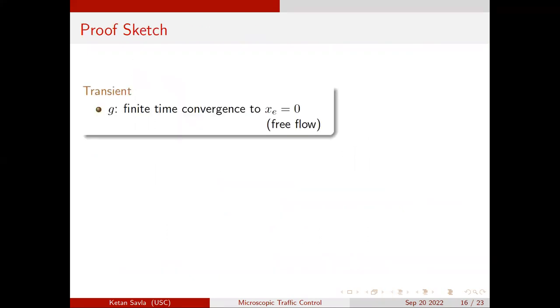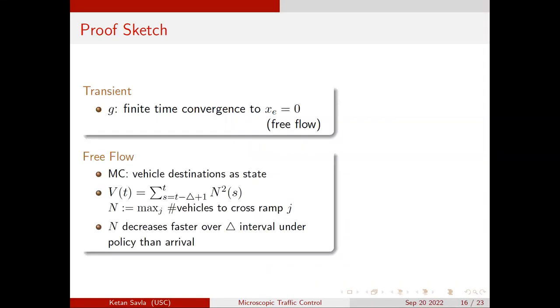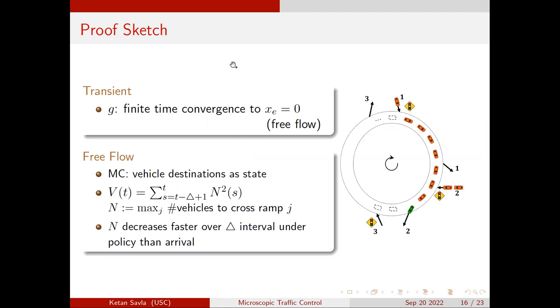So in the interest of time, I'm just going to quickly glance through the proof technique, because this is something that we had to develop new. The proof consists of two parts. One is our choice of this gap G as a function of the state of the system, which allows the system to go to free flow in finite time, when all the vehicles are moving at free flow speed. Therefore, without loss of generality, we can assume the initial condition is free flow.